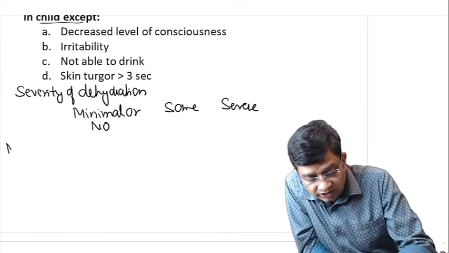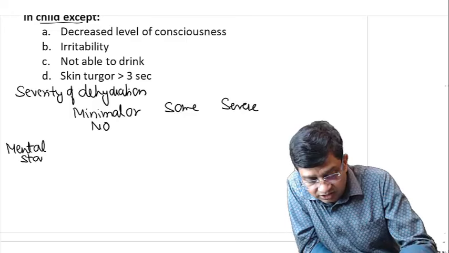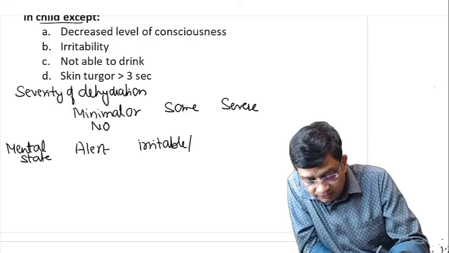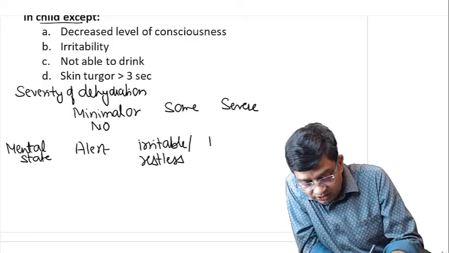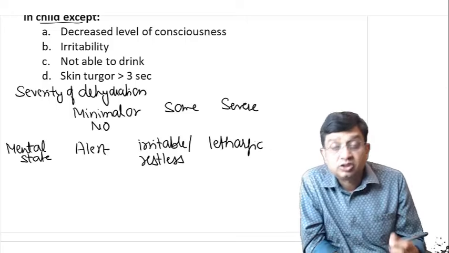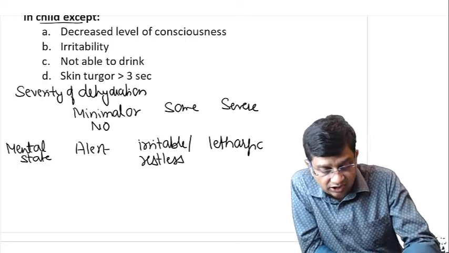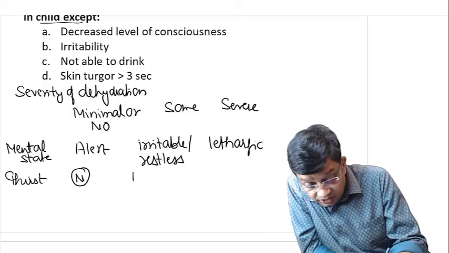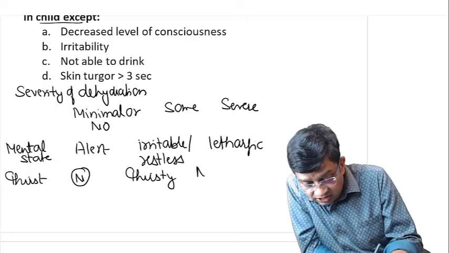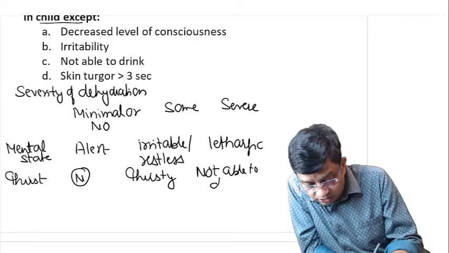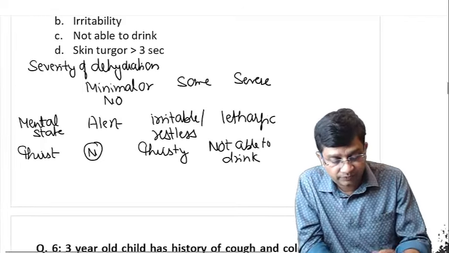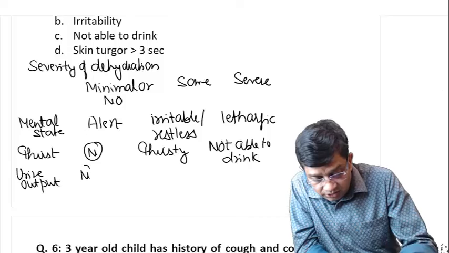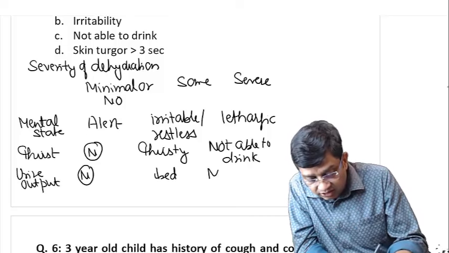One thing you can classify is by the mental state. Here your child is alert. In the some dehydration, the child is irritable or the child is restless. And here the child is lethargic. So alert child, irritable or restless child, and the lethargic child. If you consider thirst, here the child is normal thirst. Here the child is thirsty. And here the child is not able to drink. Going on to the third point is the urine output. Here it is normal, here it is decreased, and here it is minimal.